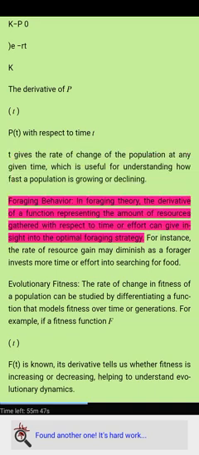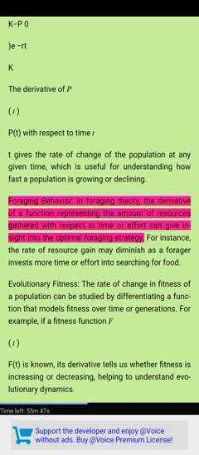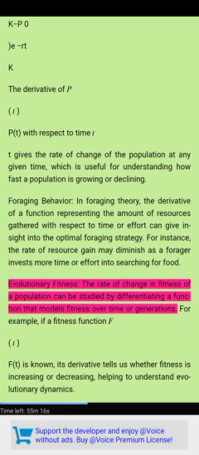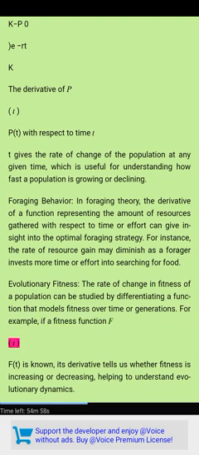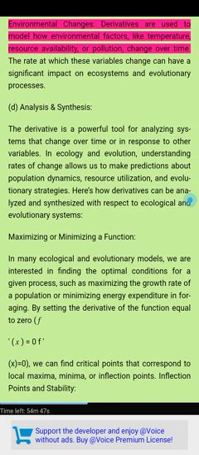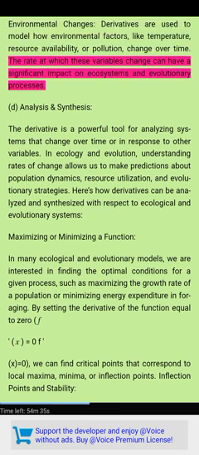Foraging behavior: in foraging theory, the derivative of a function representing the amount of resources gathered with respect to time or effort can give insight into the optimal foraging strategy. For instance, the rate of resource gain may diminish as a forager invests more time or effort into searching for food. Evolutionary fitness: the rate of change in fitness of a population can be studied by differentiating a function that models fitness over time or generations. For example, if a fitness function F(t) is known, its derivative tells us whether fitness is increasing or decreasing, helping to understand evolutionary dynamics. Environmental changes: derivatives are used to model how environmental factors, like temperature, resource availability, or pollution, change over time. The rate at which these variables change can have a significant impact on ecosystems and evolutionary processes.